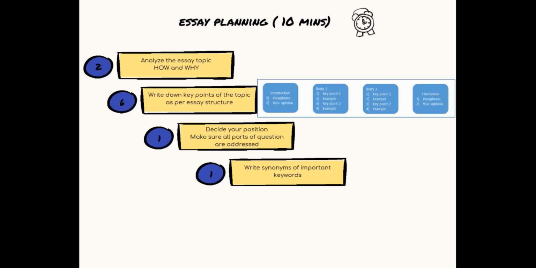Next, you will spend a minute writing down the synonyms of important keywords. Again, it's very, very important. So you may think that you will write the synonyms in the flow of your essay, but usually we all forget some of the words which we already know very nicely, but while writing we may forget them. So it's a very good practice to write down the synonyms in your rough work itself. So as you can see, we have taken a total of 10 minutes in planning this essay.